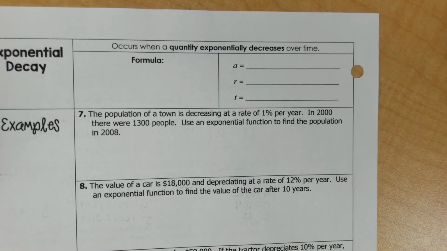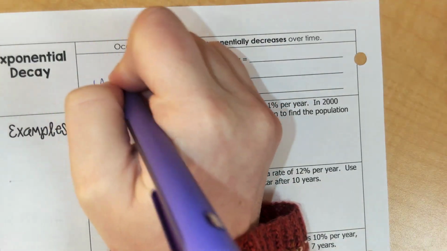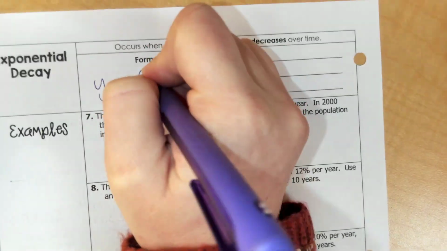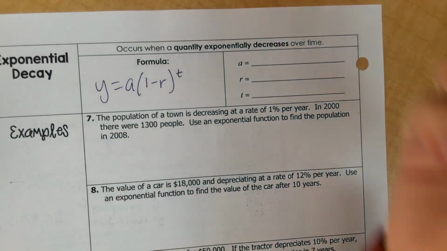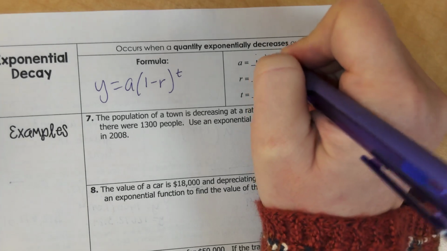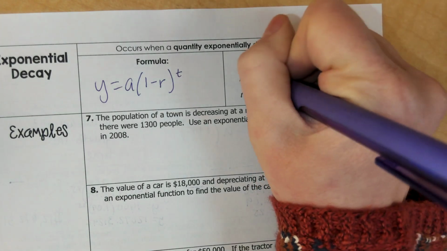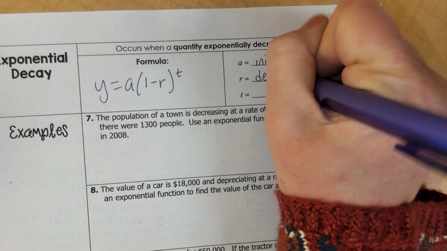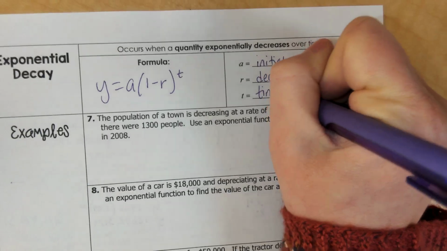Alright, so this set of questions is going to be talking about what happens when something is exponentially decreasing over time. And so the only difference to our formula this time is going to be that instead of 1 plus that rate, we're going to be subtracting that rate because it's decreasing. So A is still the initial amount. Decay rate is going to be our R instead of growth rate. And then T is still going to be our time.